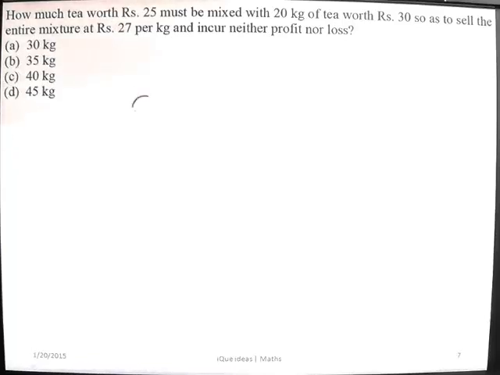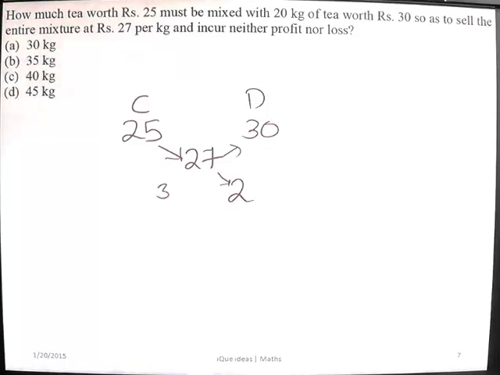So I have got my cheaper tea which is at 25 rupees and I have got dearer tea which is worth 30 rupees. Now the average price at which I intend to sell them is 27, and here there is no profit or loss. So using alligation, the difference between 25 and 27 is 2. The difference between 27 and 30 is 3. So the cheaper should be in the ratio of 3 to the dearer's ratio of 2.